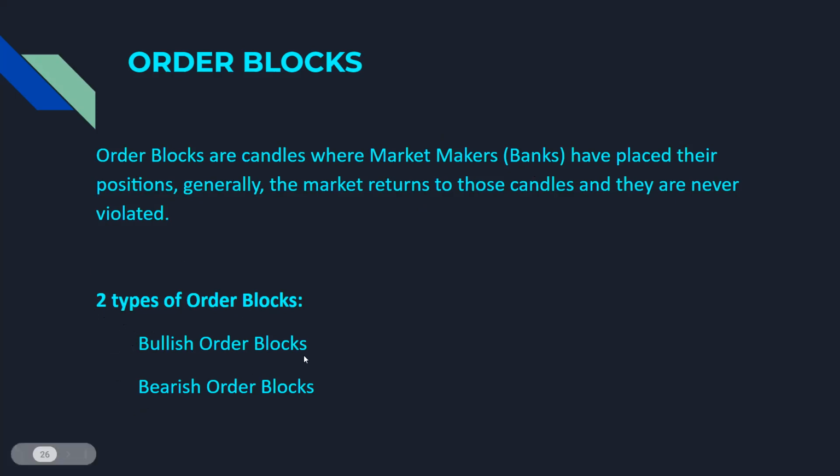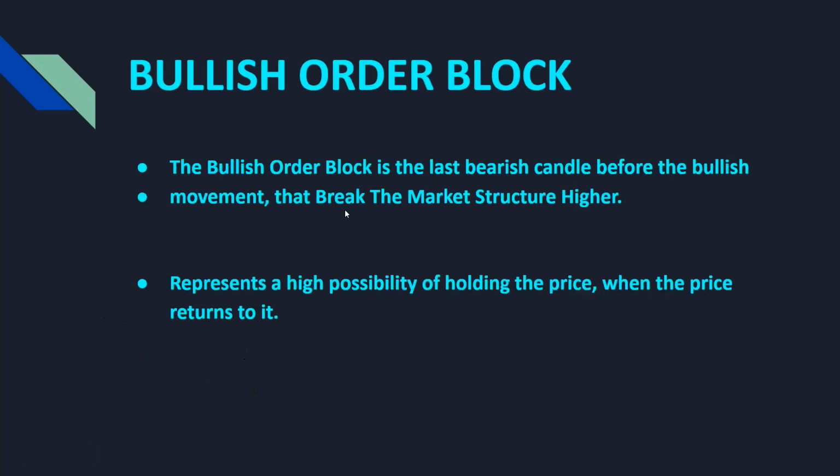The first one is a bullish order block, and the second one is the bearish order block. In this case, I want to first take time and explain the bullish order block. What is a bullish order block? The bullish order block is the last bearish candle before the bullish movement that breaks the market structure higher. That's the definition. So the bullish order block is the last bearish, or the last red, candle before the market pushes up in the bullish direction and breaks the market structure higher.